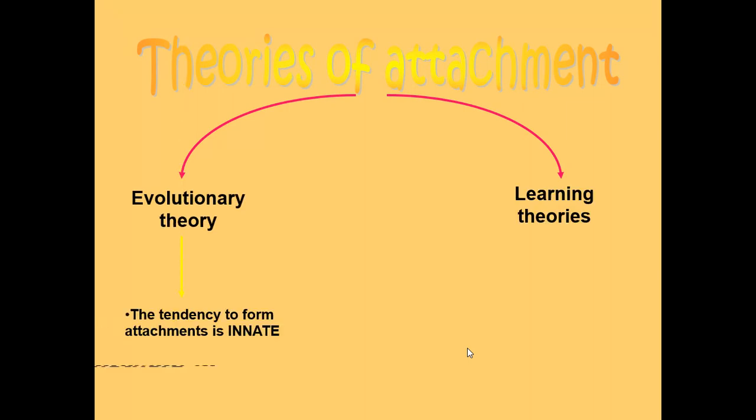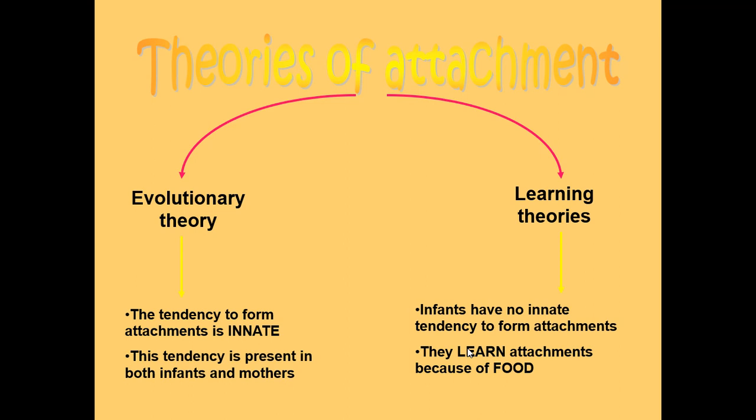So we've looked at the learning theories. So the idea with learning theories is infants learn attachments because of food, so through conditioning. So you learn an attachment. It's a behaviorist theory. The evolutionary theory suggests that attachments are innate, so they're inbuilt. We have this tendency both in infants and caregivers to want to form an attachment. So it's like biologically inbuilt, it's biologically deterministic that we will form attachments. It's innate, it's something that's built into us.